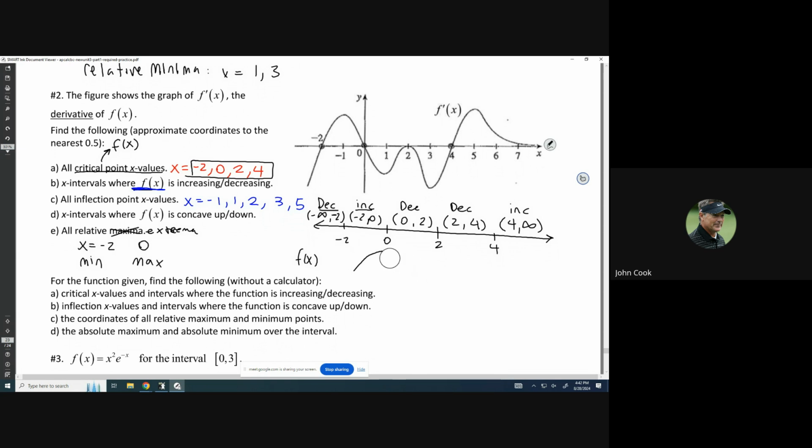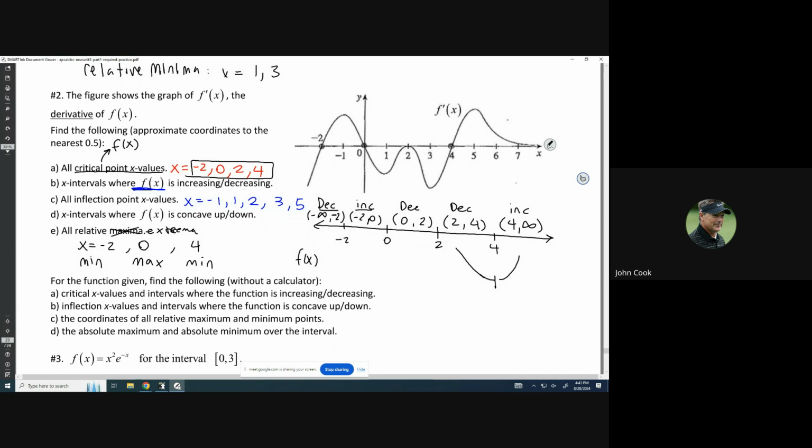Okay, let's see what happens at x equals 2. So it's going to be decreasing, and then all of a sudden it's going to be decreasing again. So this is a spot where it's neither a maximum nor a minimum, so we don't say that it's a relative max or a relative min for that reason. Okay, and then we have an instance where we've got decreasing and then increasing. So the only way that that happens is if that value 4 is going to be a minimum. So at x equals 4, that's going to be a relative minimum as well.